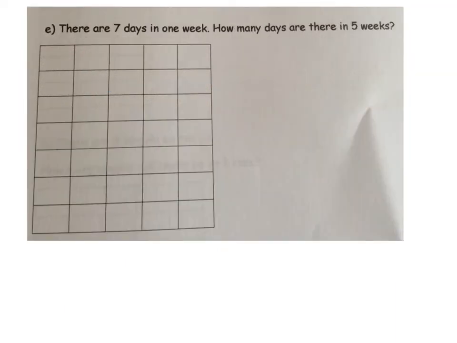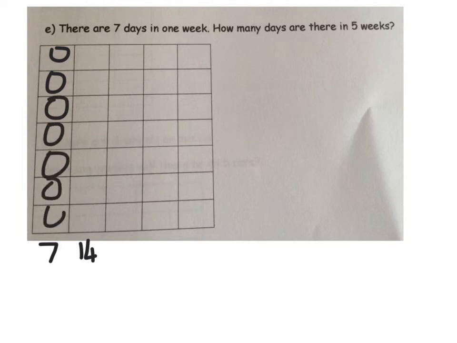Okay, 7 days in 1 week. How many days in 5 weeks? Oh gosh, so this is really a 7 times table problem, so we're counting in sevens. 7 and 7 you might be able to work out is 14. That's 1, Tuesday, Wednesday, Thursday, Friday, Saturday, Sunday. Hopefully your child is learning the days of the week in order if they're in year 2.